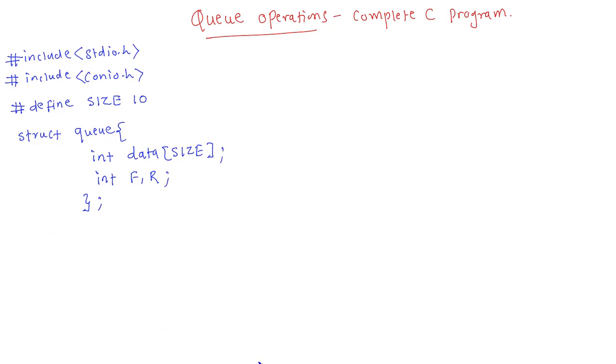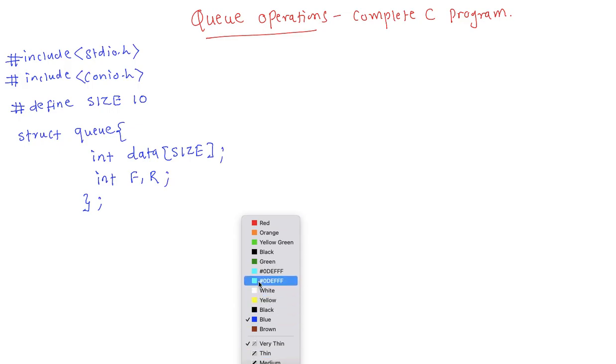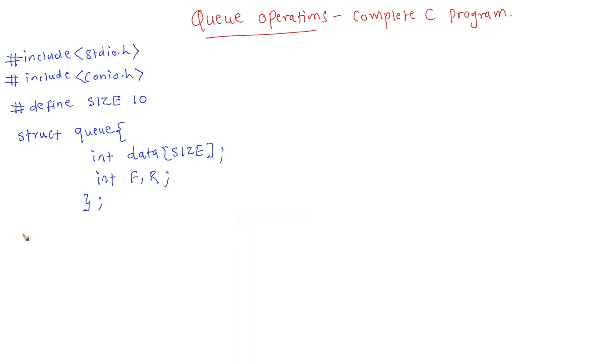And then we'll declare the various functions which we are going to write here. The functions will include an initialize function, void initialize, which will initialize the queue. To this initialize function, we'll pass the address of the queue which we want to initialize, right? So we need a pointer here, struct queue star p. So this is just a declaration. We'll write the definition later.